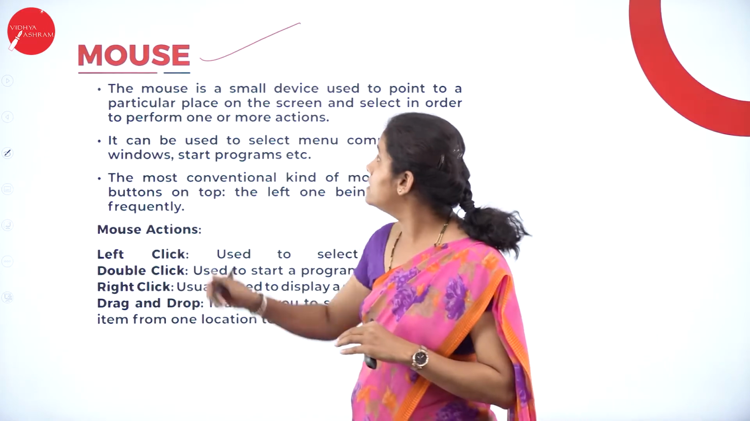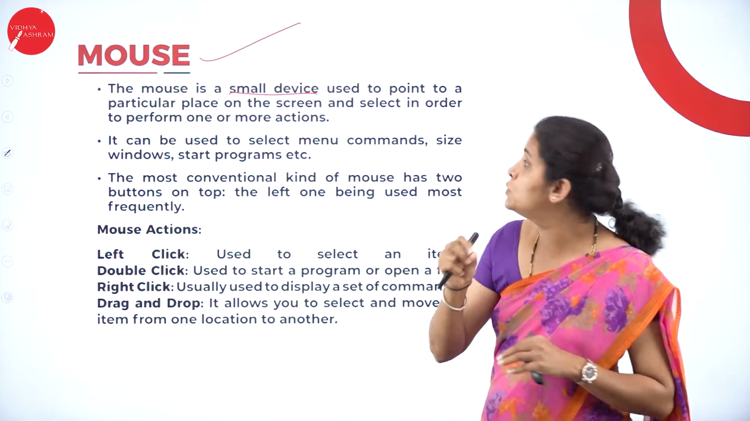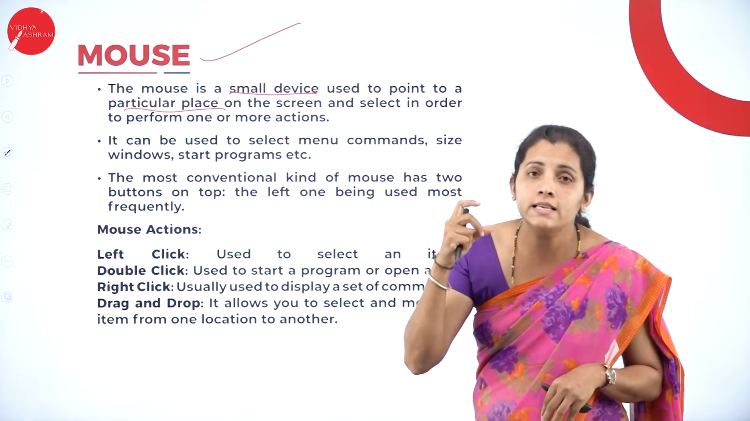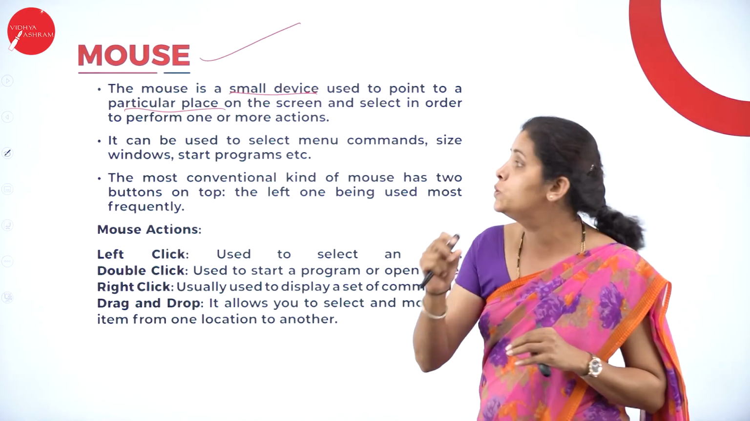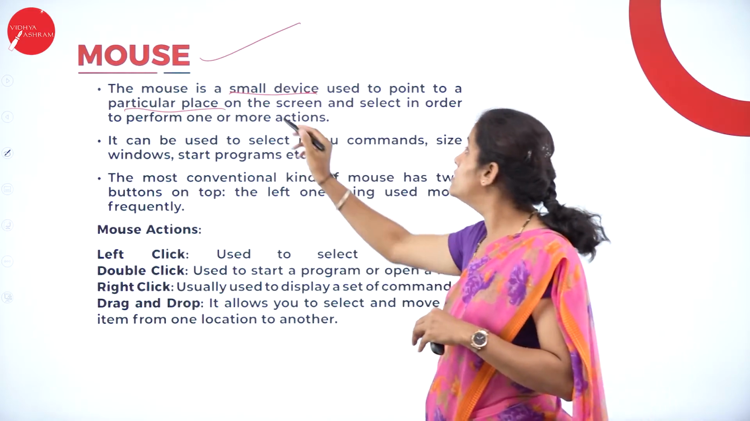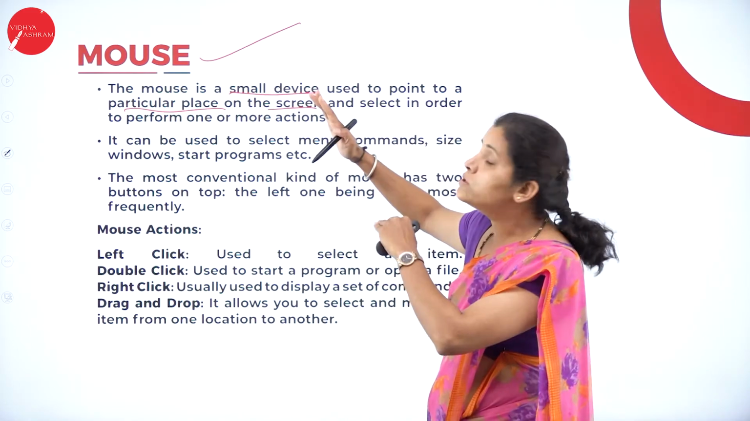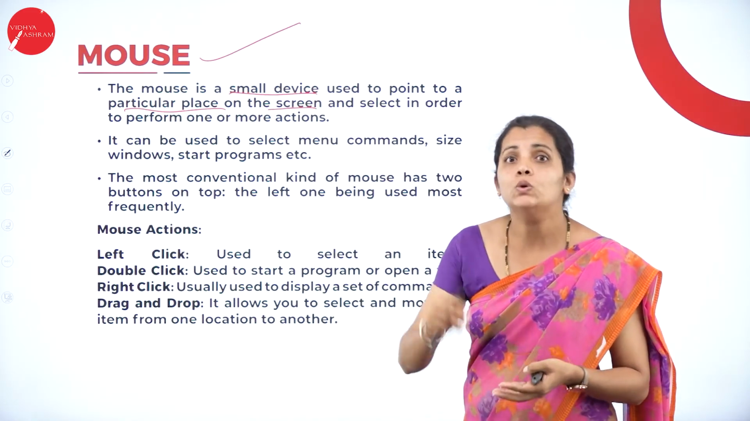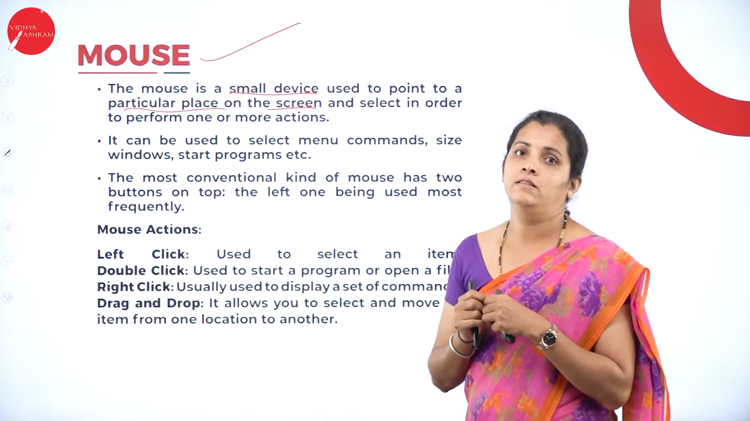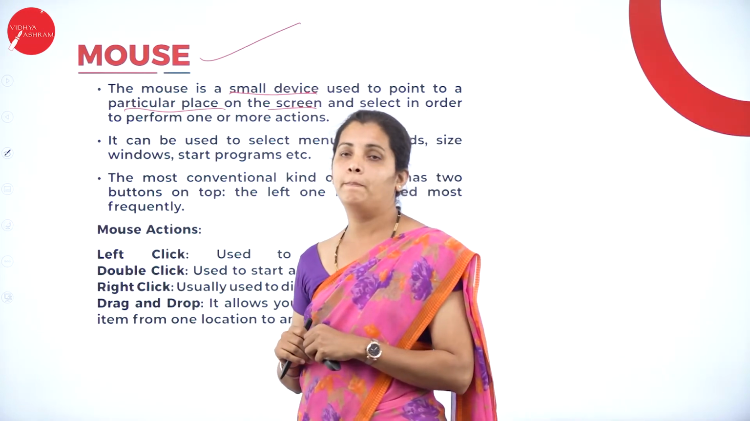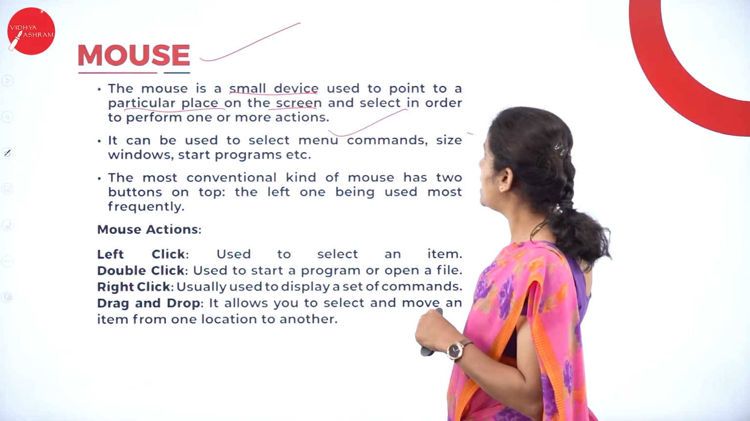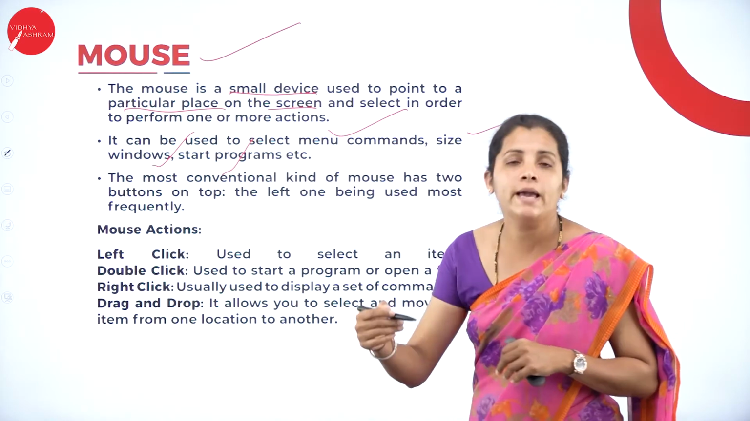A mouse is a small device that is mainly used to point to a particular place or position on a screen. The mouse also allows the user to select a particular portion, file or program. Mouse can be used to select menu commands, size windows and start programs, etc.